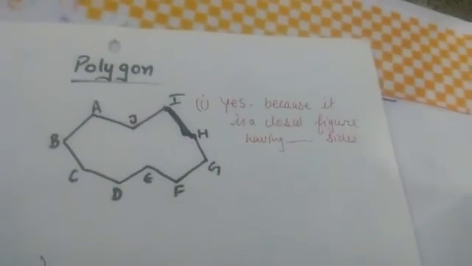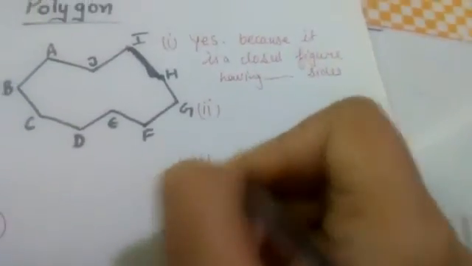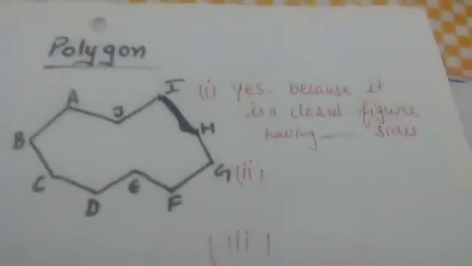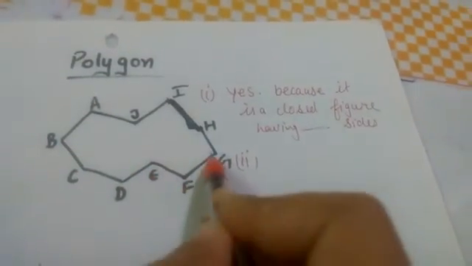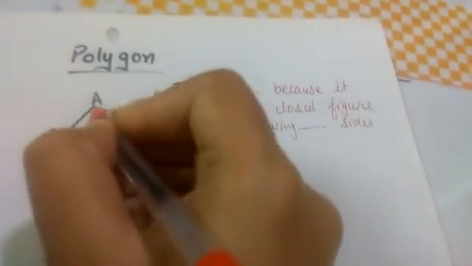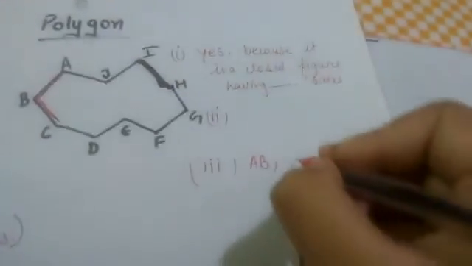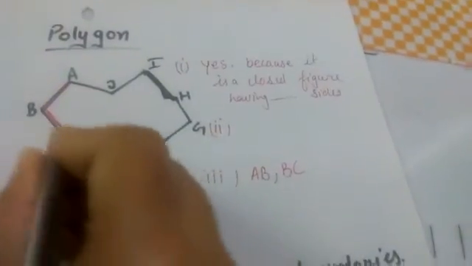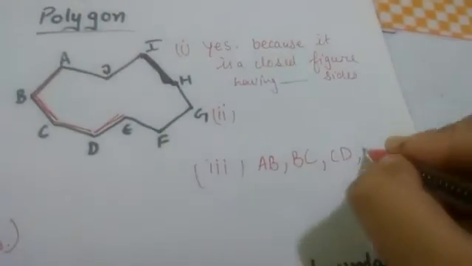Next question, they have asked how many sides and how many vertices are there. The second question I am leaving, we will do afterward. Firstly, the third question, name all the sides. Now we have to name all the sides. You can start from here, A, B, C, D, E, F, G, H, I, J, this thing is written. This is the first side, AB. This is the second side, BC. This is the third side, CD.